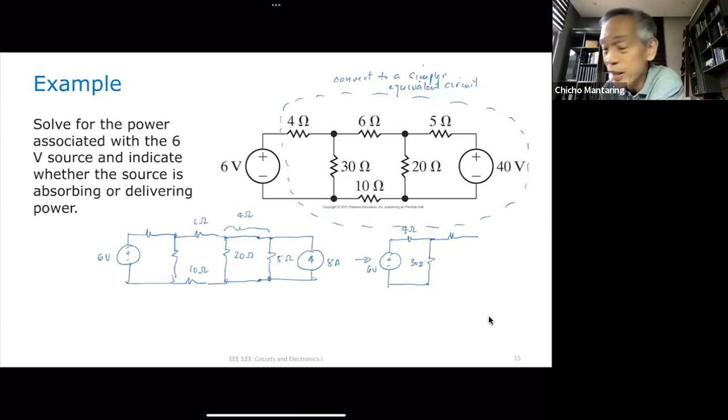Sige, let's do it step by step, ha? Kasi baka nalilito kayo, no? So I will keep the 4 ohms, 30 ohms. Okay, there's a 6 ohms here, there's a 10 ohms here. And then this one, I will convert now to a voltage source. The voltage source would have a series resistance of 4 ohms. And what is going to be the value of the voltage source?